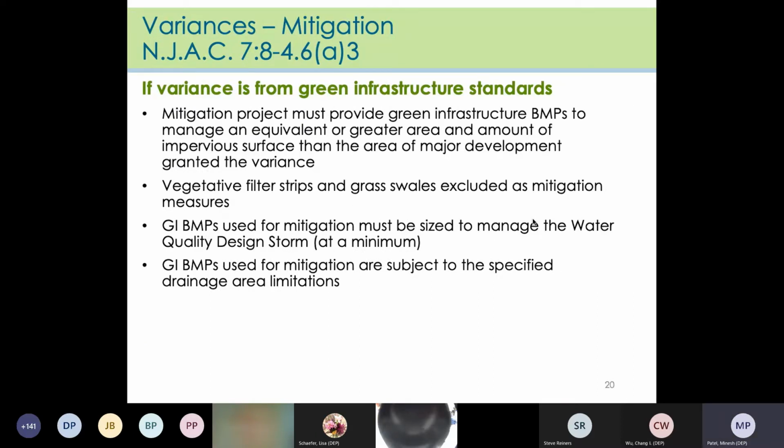Mitigation is required to receive a variance from the green infrastructure standards, but be aware that certain BMPs cannot be used as mitigation measures and that there are minimum sizing and drainage area limitations. Note that vegetative filter strips and grass swales are excluded as mitigation measures, and they don't address quantity control and groundwater recharge. Green infrastructure BMPs that are used for mitigation need to be sized to manage the water quality design storm at a minimum, and they are subject to the specified drainage area limitations.